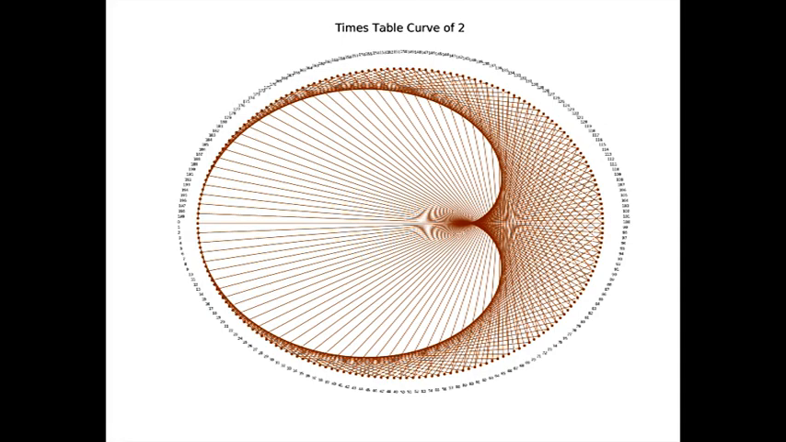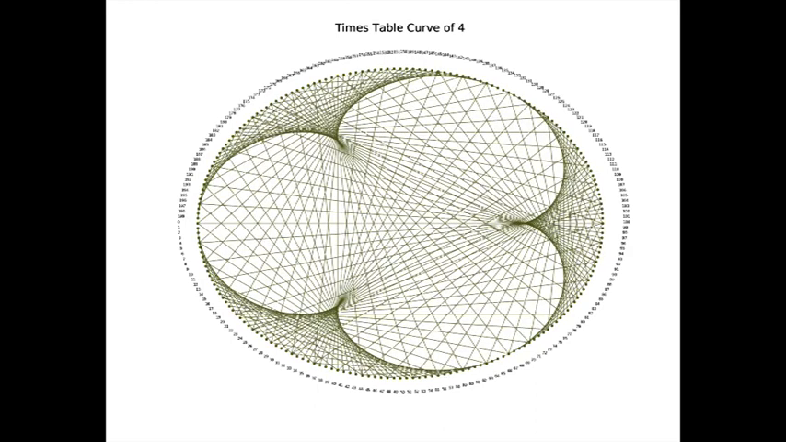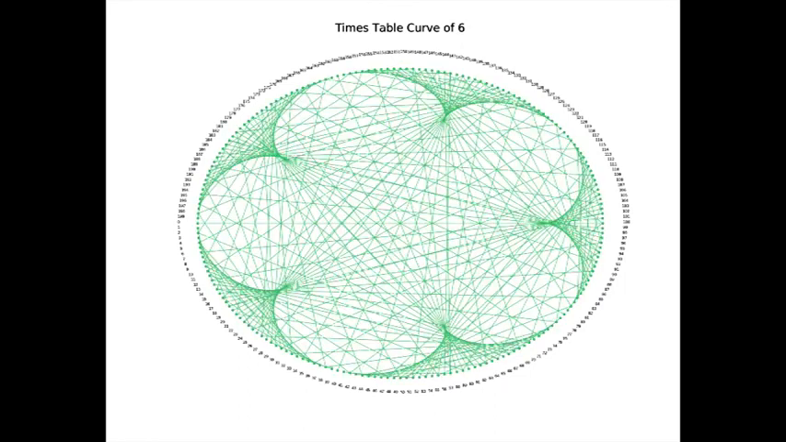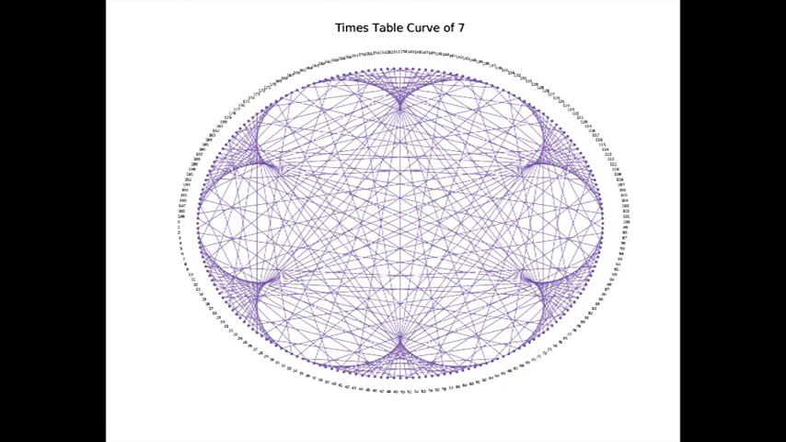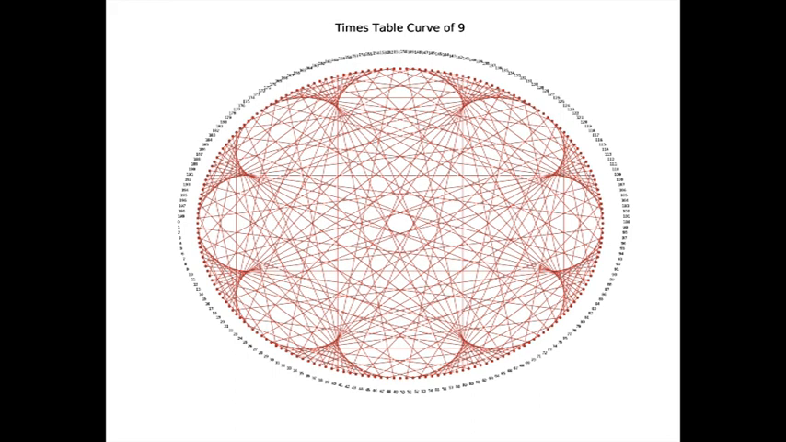But you think that curve was fascinating? Wait till you see this next one. This is what the times table curve of 3 looks like. And a 4, and a 5, and 6, and 7, and 8, and 9, 10.